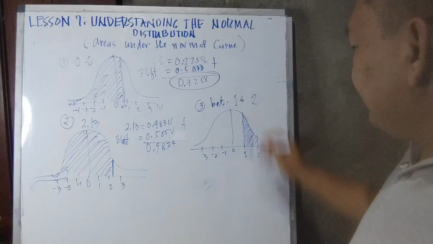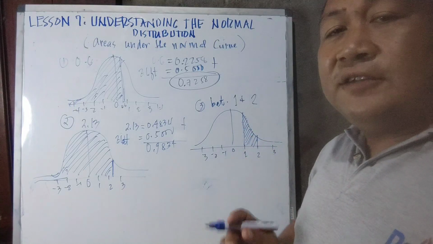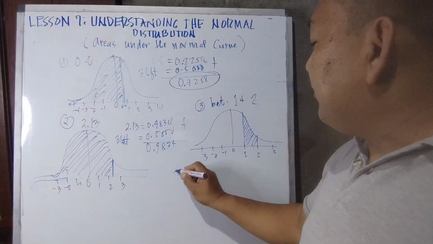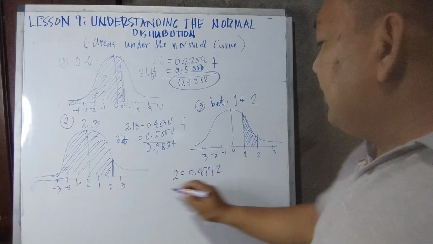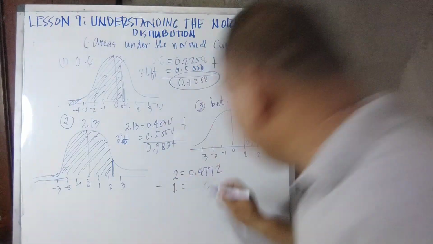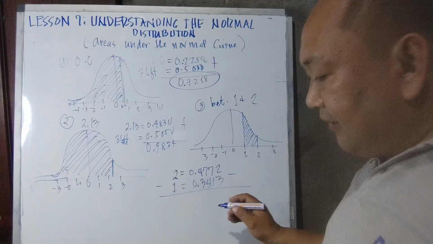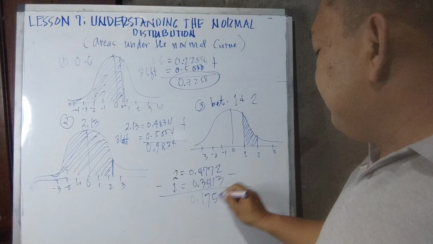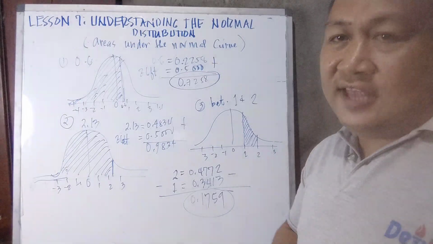Very small, right? Okay, so in getting the area between 1 and 2, you have to consider first the greater Z value and then subtract the lower Z value. So get the value of 2, which is equal to 0.4772, minus the value of Z equal to 1, which is 0.3413. And just subtract. What's going to be the difference? We have 0.1359. Okay? So that's the area between 1 and 2.